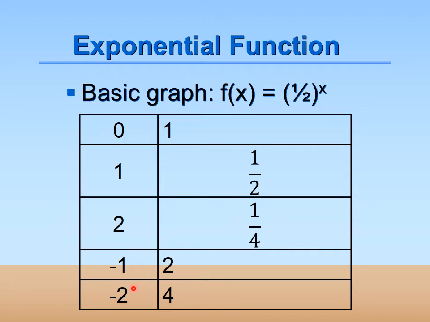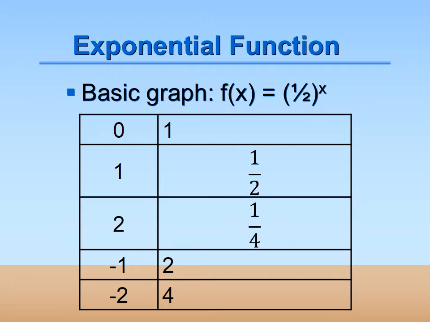Now let's say x equals negative 2. That means we have a negative exponent, so we have to take the reciprocal. So 1 over 2 is going to become 2 over 1 to the second power. So 2 to the second power is 4, and 1 to the second power is 1. So we get 4 over 1, which is just 4.